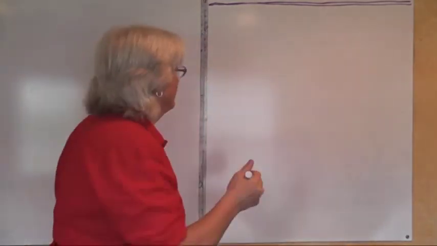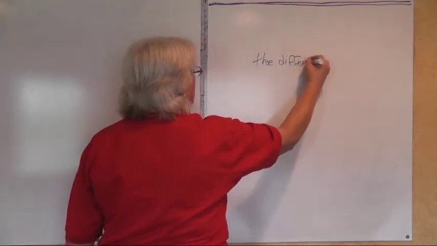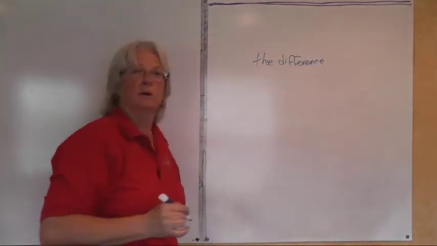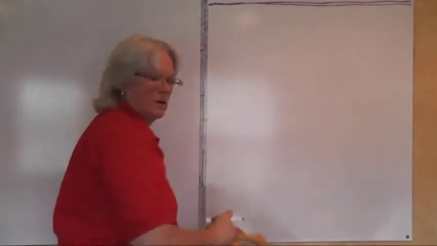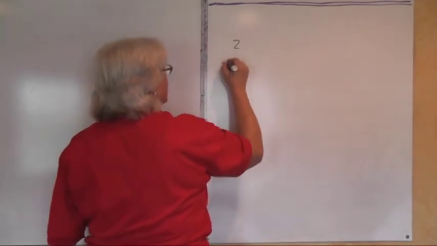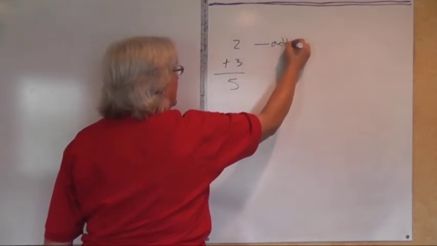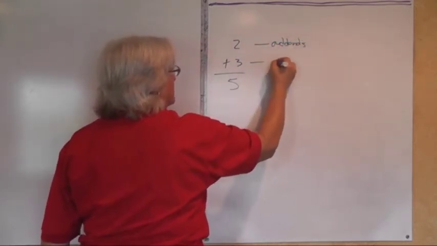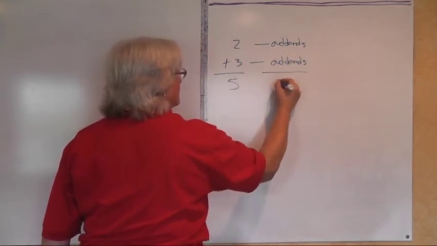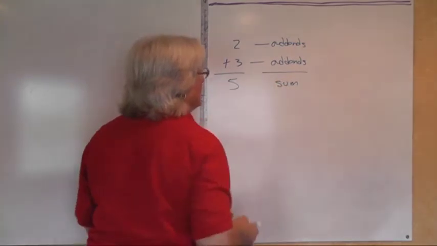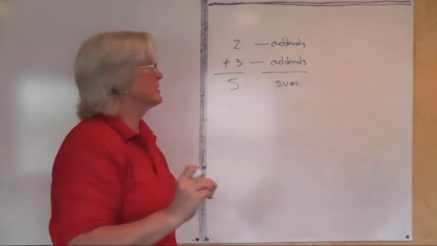What is the difference of? This is vocabulary. Difference is the answer to a subtraction problem. So let me just review this right quickly for you. If you have 2 plus 3 is equal to 5, these are called addends. The numbers which you are adding together are addends. The answer is called the sum in an addition problem. If you do not know this, write it down and learn it for next time.